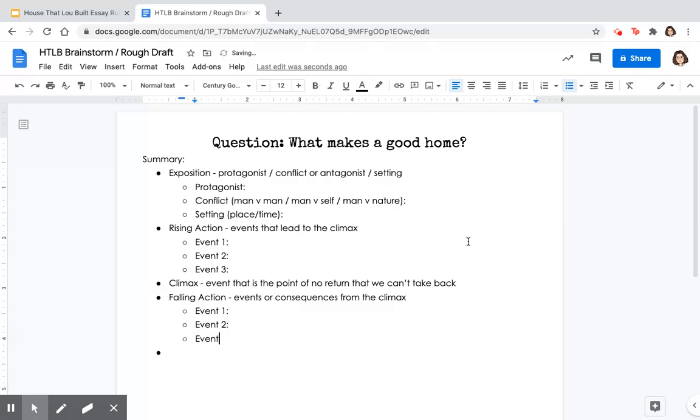Come up with 3. A real life example of if the climax is a fight in school, the falling action would be event 1, you'd have a bloody nose. Event 2, you'd be suspended from school. Event 3, your parents might ground you. Try to think of 3 falling actions.